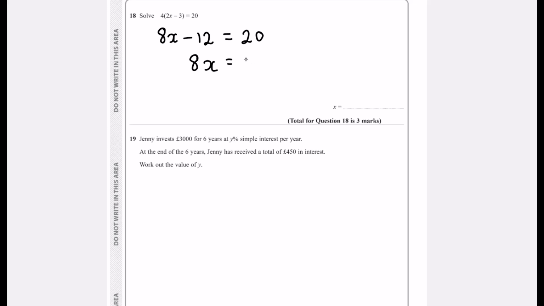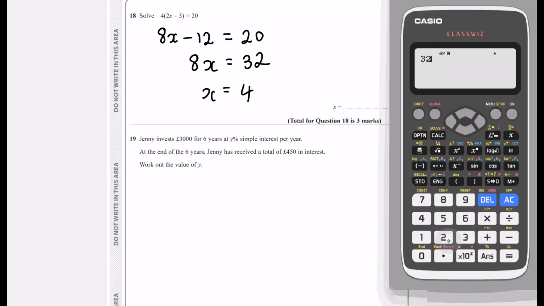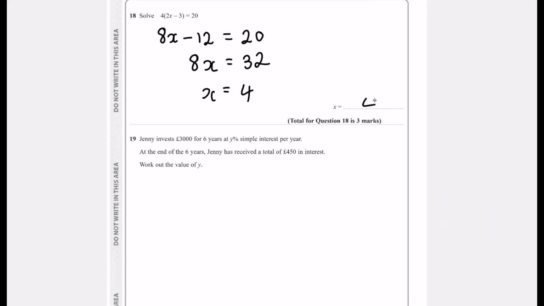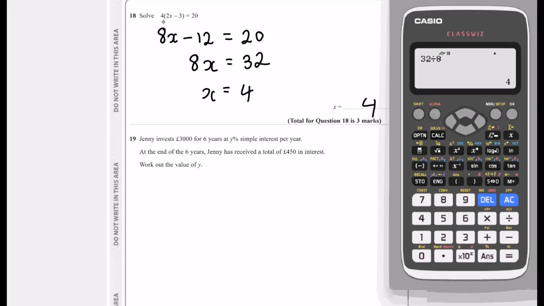So 8x is 32. And then to get rid of a times by 8, we do the opposite of timesing by 8, which is dividing by 8. So 32 divided by 8 is 4. And remember, we've got a calculator, so we can use it. So x is 4. And you can check your answer. So if I did 4 times 2 4s minus 3, I will get 20.